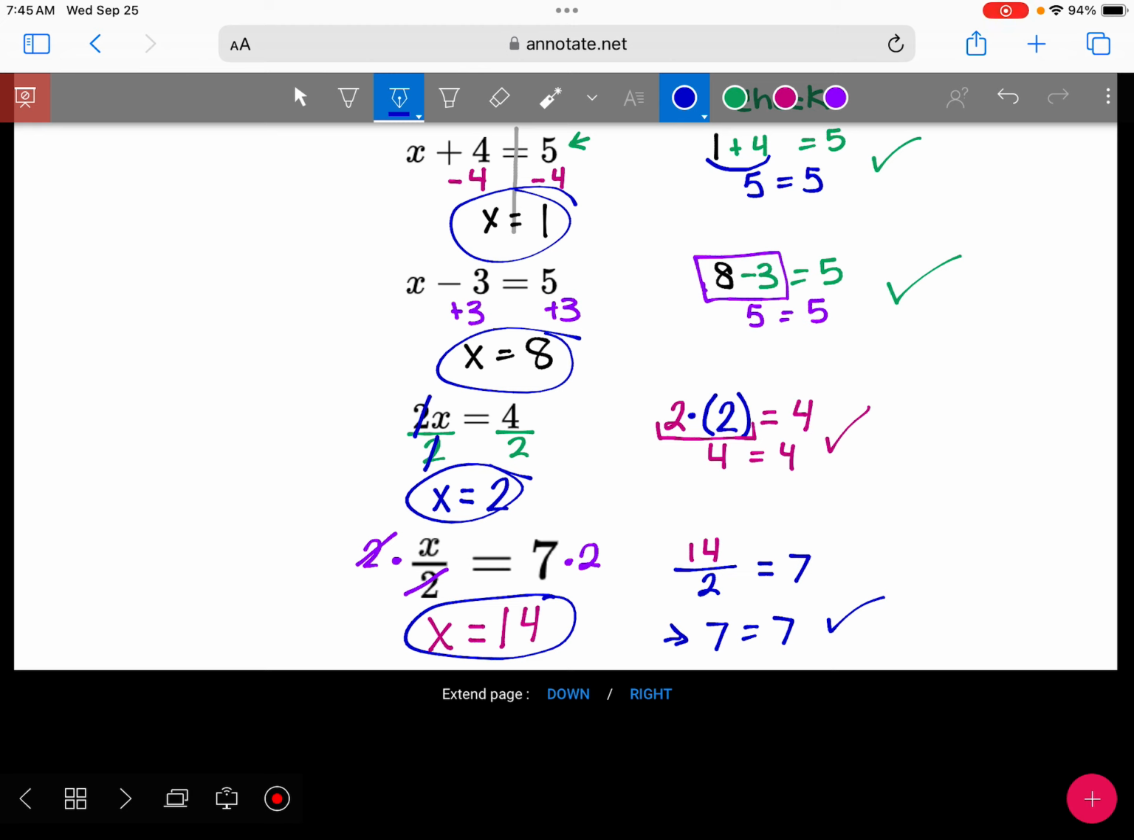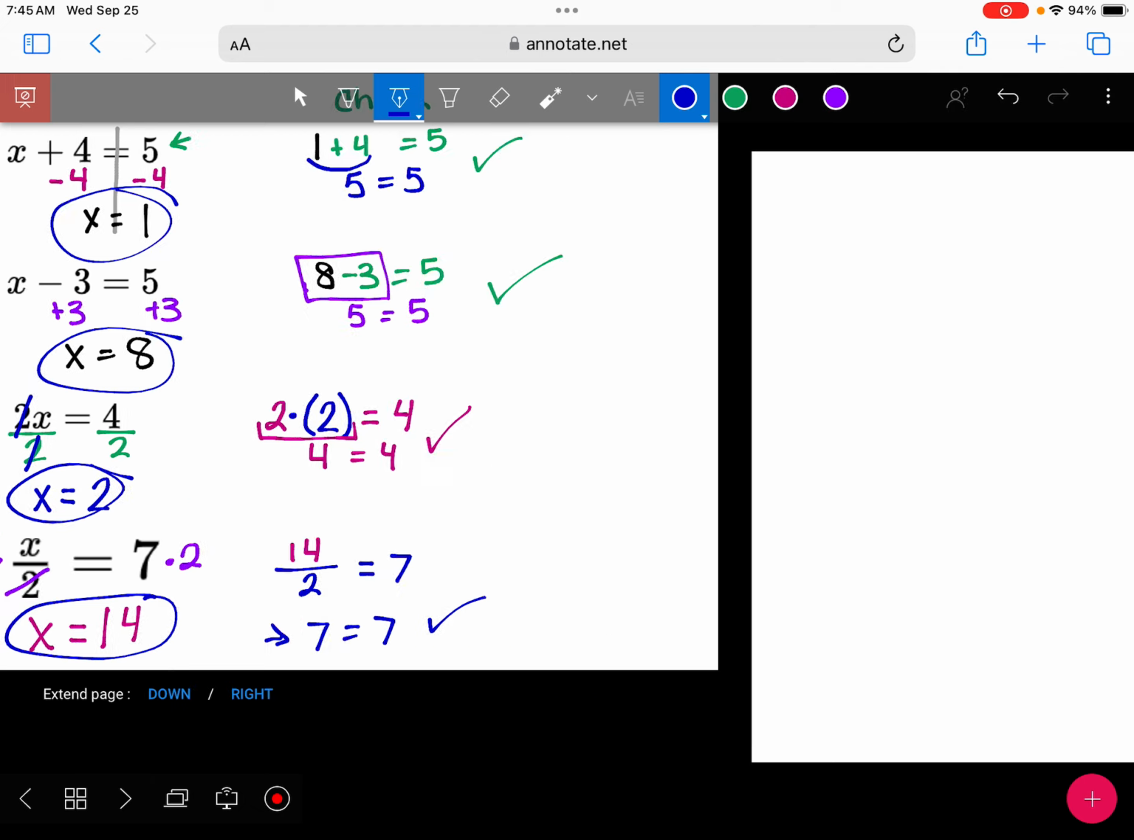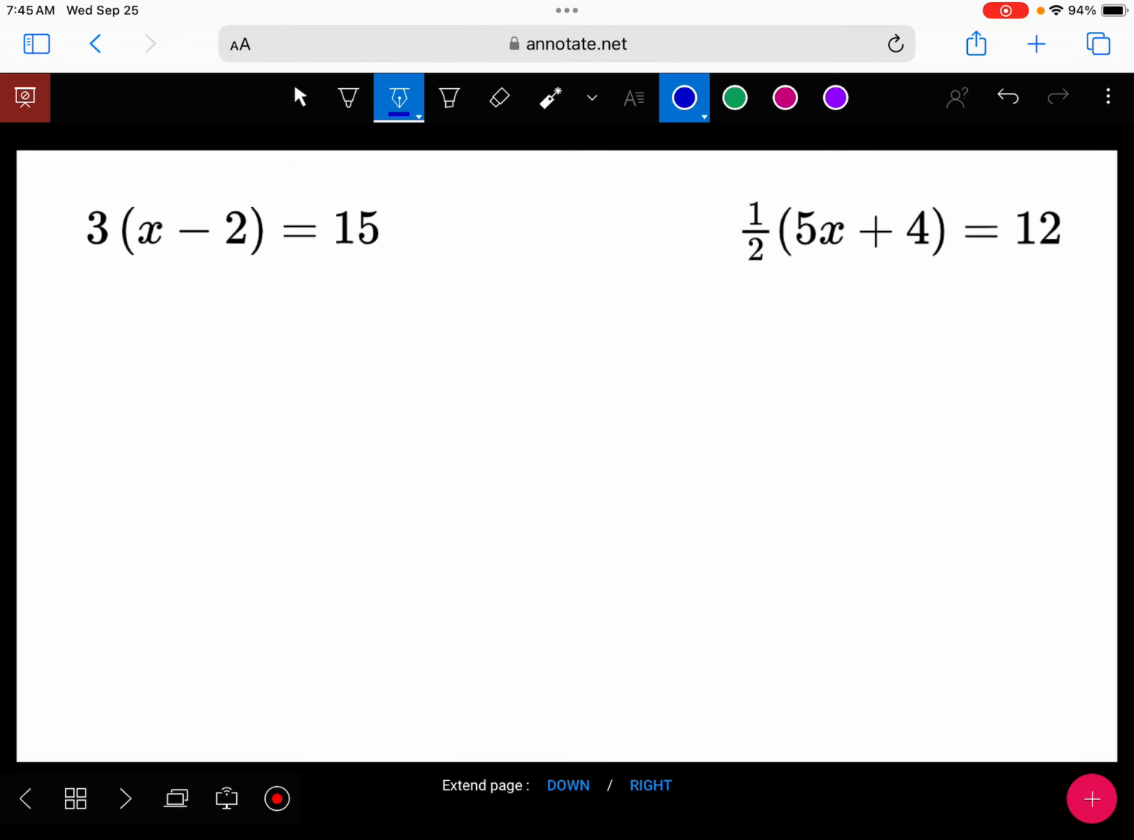Questions on any of these ones? Because they're just going to get bigger as we go throughout the day. So if we have questions on this one, ask it now. Because that's okay. All right, here's the next couple. They're a little bit bigger. We've got a 2-step equation and a 3-step equation.